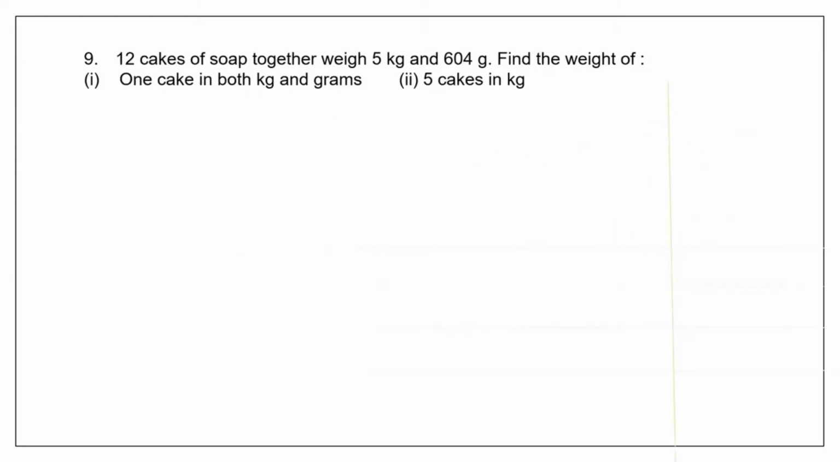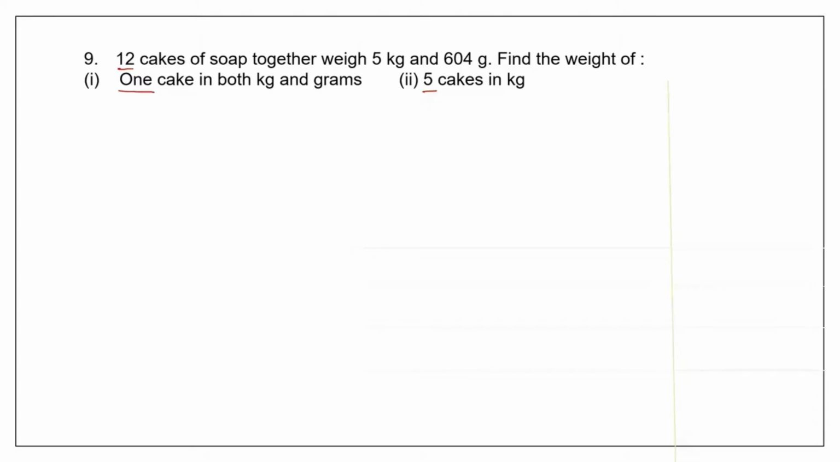Question 9. 12 cakes of soap together weigh 5 kg and 604 grams. Now we have to find the weight of, the first question, one cake. So 12 is given, we have to find 1. When many are given and you have to find 1, it is division. Now next one, second question, find the weight of 5 cakes. Once you find the weight of 1, then we can find the weight of 5 by multiplication.